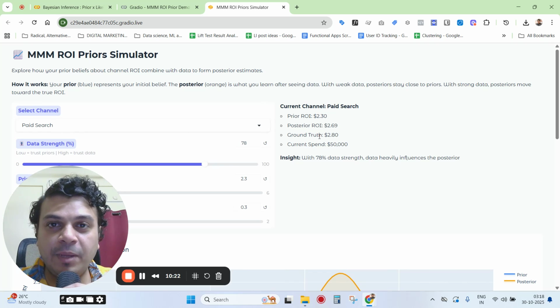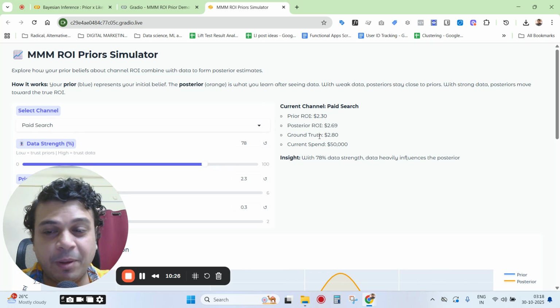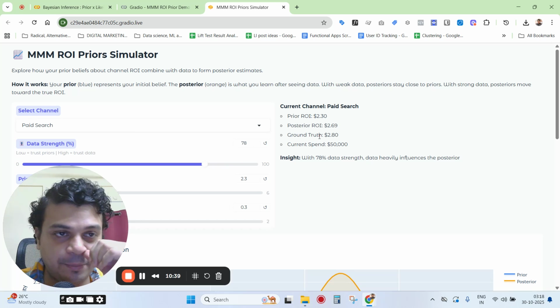So basically what it means is that either you can start with a very good understanding from other ground sources of truth as to what could be the potential real efficiencies of the different channels involved, or you can start with very strong data which follows all the good guidelines.